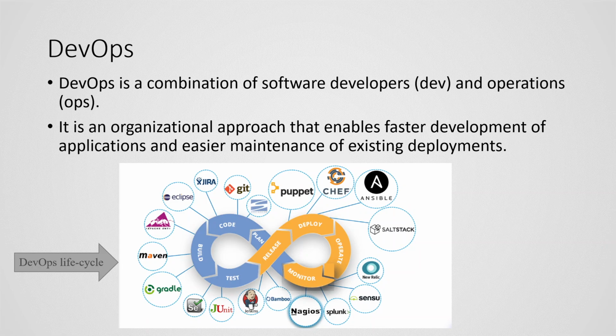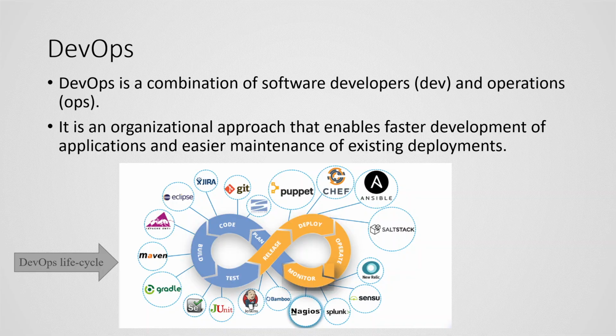So while talking about DevOps, it consists of developers for dev and operations as OPS. So actually DevOps is an organizational approach which enables us to build the applications and deploy them in a faster manner. So there are various stages for DevOps. We can see here the diagram of the life cycle of DevOps. There is a planning phase, coding phase, building phase, testing phase, releasing, deploying, operating, and monitoring. So we can see here that monitoring is the last phase of the DevOps lifecycle.